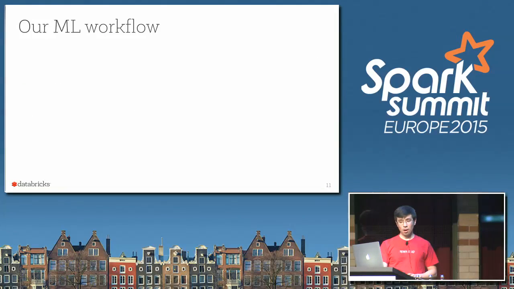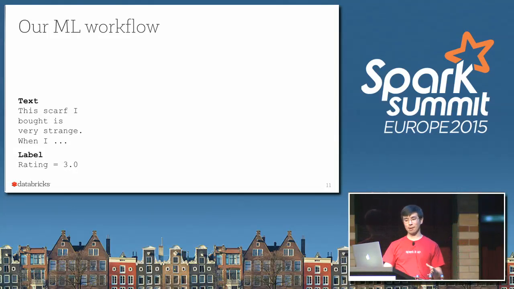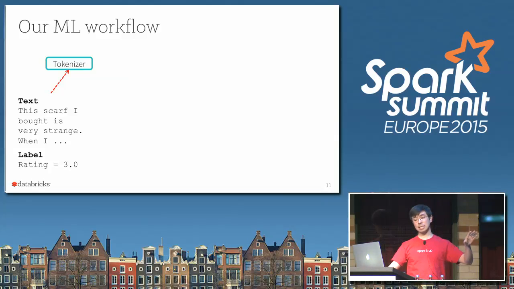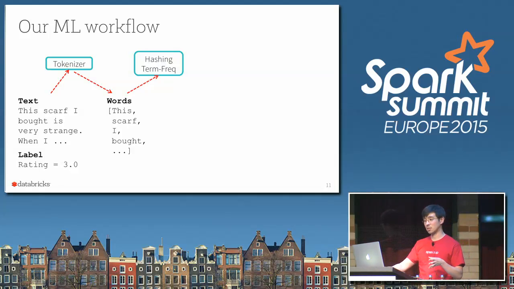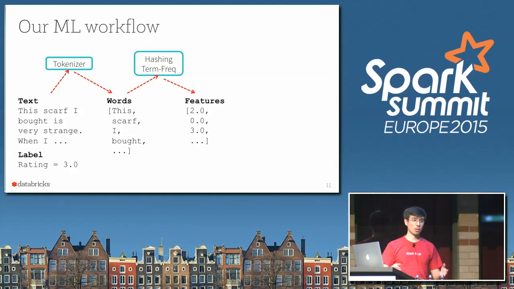Cool. So our basic ML workflow that we're going to do is start with the text and rating. Here, it's about a scarf, rating 3. I actually made this one up. But we'll start by tokenizing it, which is just going to take the text and break it into individual words. We're then going to take those words and put it through what's called a hash term frequency featurizer, which, if you're not familiar with it, basically hashes this to a feature vector, where the point is, ML algorithms like numerical vectors, and so we're going to give them one.